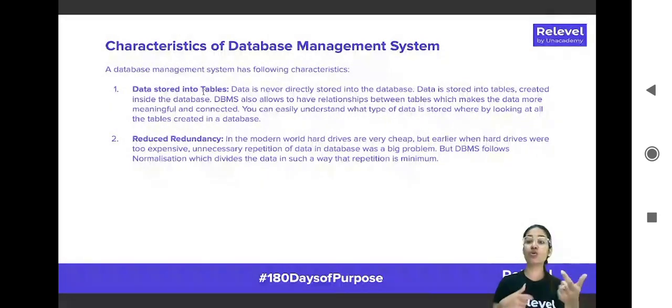So reduced redundancy means that you just keep redundant data as much as is required. Apart from that, you do not store any kind of repetitive data. And database management systems do provide that capability over here.